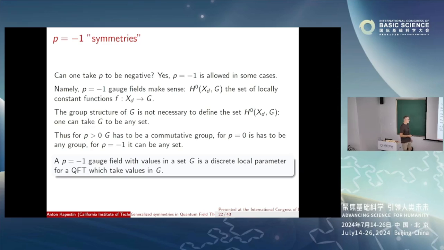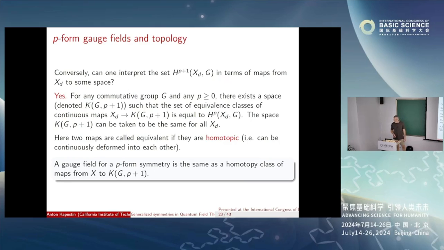Basically, what we conclude from this is that a P minus 1 gauge field with values in a set G is a discrete local parameter for the theory. And this parameter just takes values in this set G. So that suggests that perhaps one should try to interpret this for arbitrary P, the same thing.